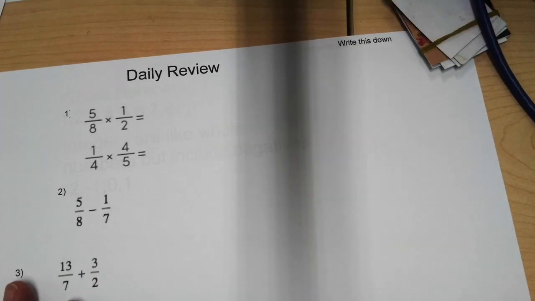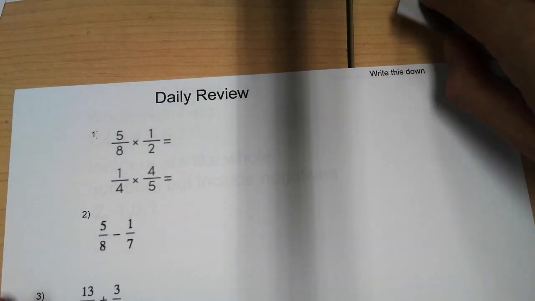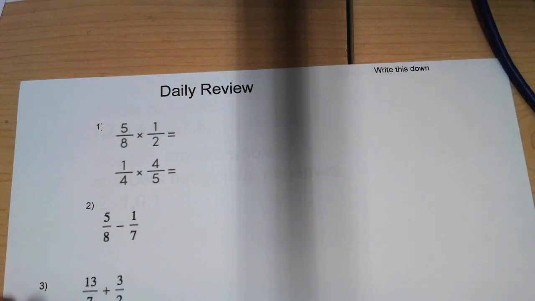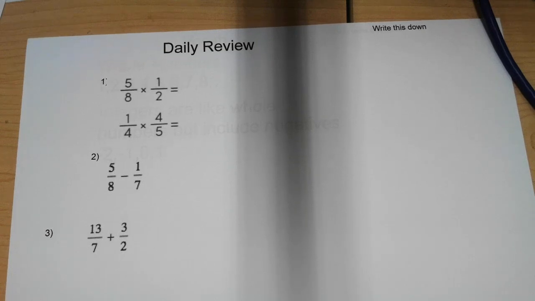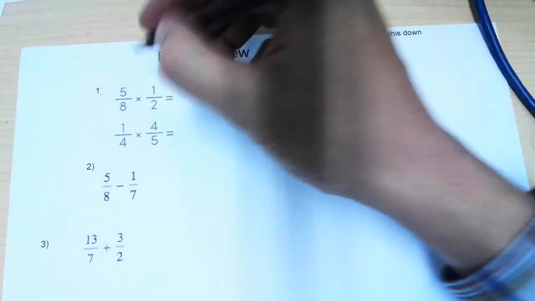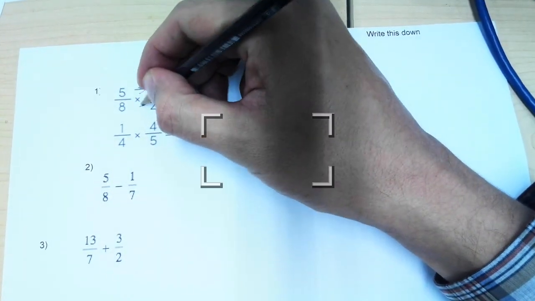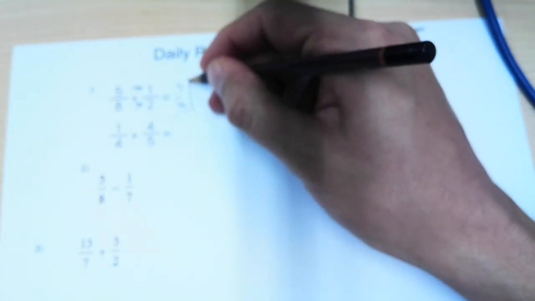So here's the daily review that we go over in class. So you should have that in your notes. If you'd like to practice those on your own, feel free to pause the video and try those. Number one, we multiply fractions this way. So we get 5 out of 16.